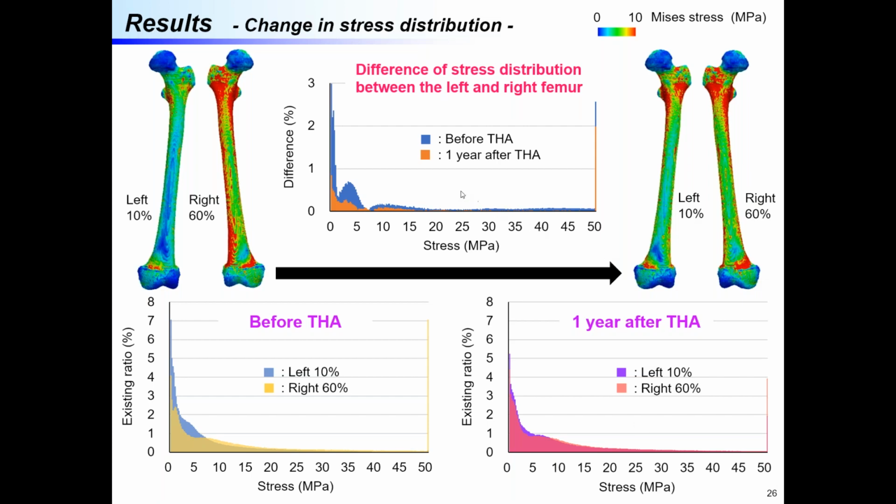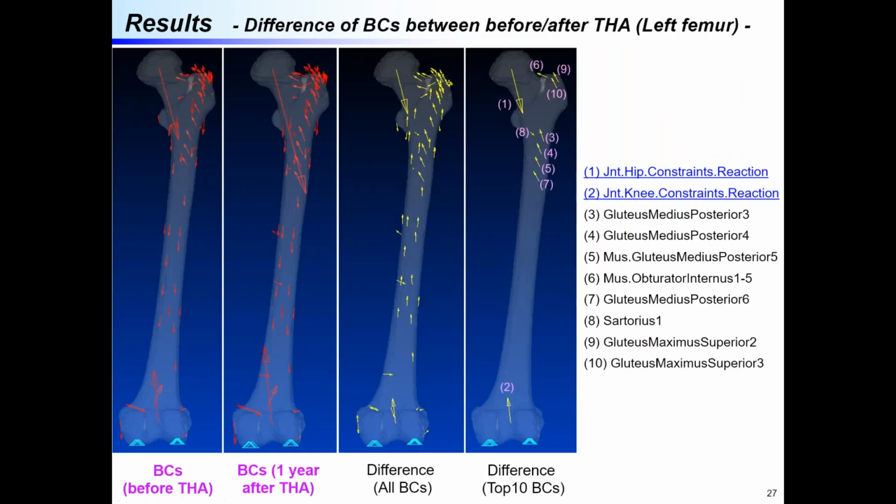And the middle graph shows the difference of stress distribution between the left and the right femur. You can see that the difference became smaller 1 year after THA. Then we tried to visualize the difference of boundary conditions between before and after THA for the left femur. These are the boundary conditions before THA and 1 year after THA again. There are differences for all boundary conditions and top 10 boundary conditions in it.